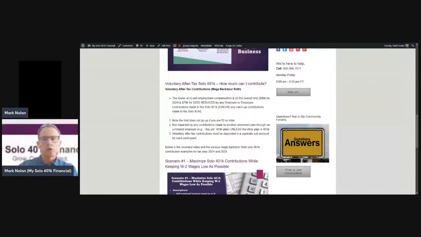Therefore, you can still do the Mega Backdoor Roth Solo 401k strategy for your solo 401k if you also have a self-employed business on the side. So if your self-employed business is an S-Corporation, for instance, and you pay yourself W-2 wages from that S-Corporation, you're going to be able to contribute all the way up to the overall limit of $69,000 for 2024 to the voluntary after-tax solo 401k bucket. And then you can convert that amount over to the Roth Solo 401k, even if you've already maxed out your contributions to the example of the Amazon 401k plan.